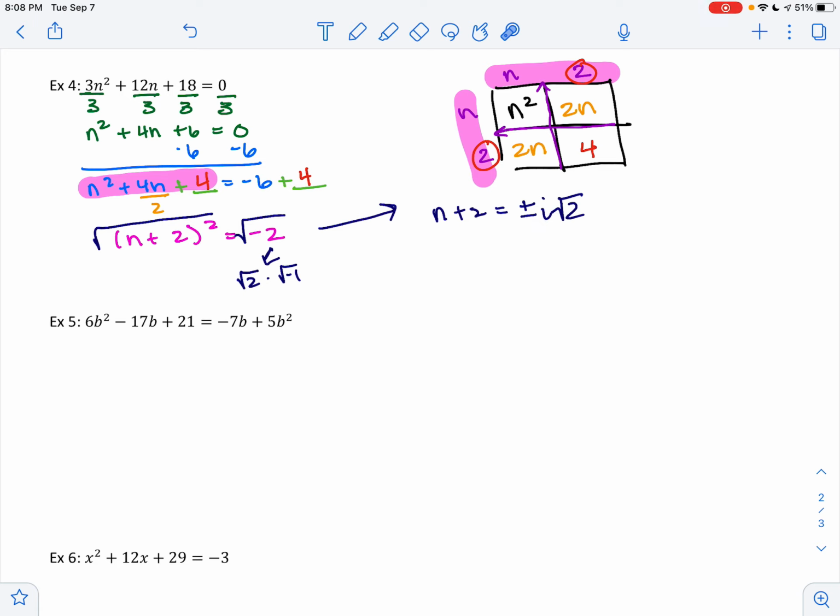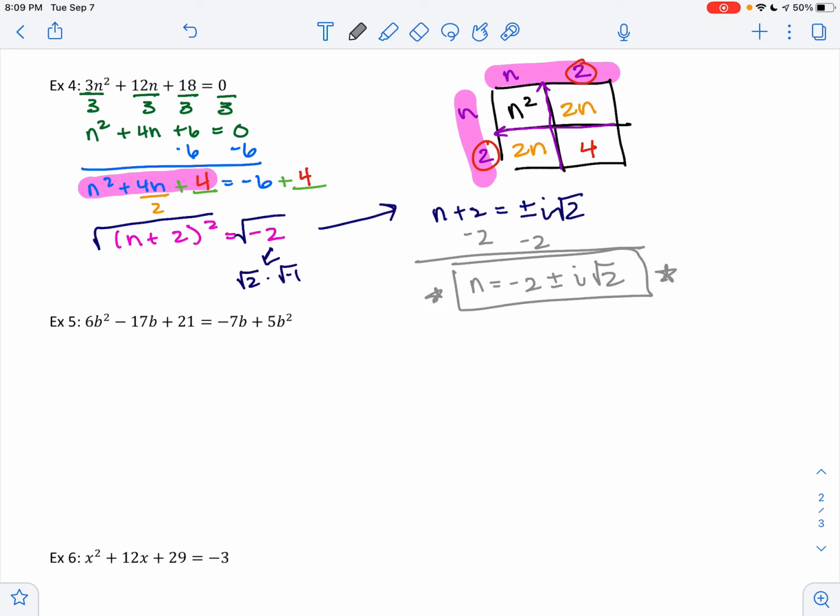From here, I want to get n alone. 2 is being added to n. To undo addition, I'll do subtraction. And so I'll have n equals negative 2 plus or minus i square root of 2. These are not like terms, so this is going to be my answer.